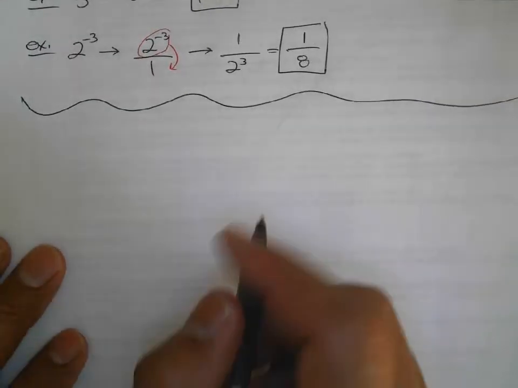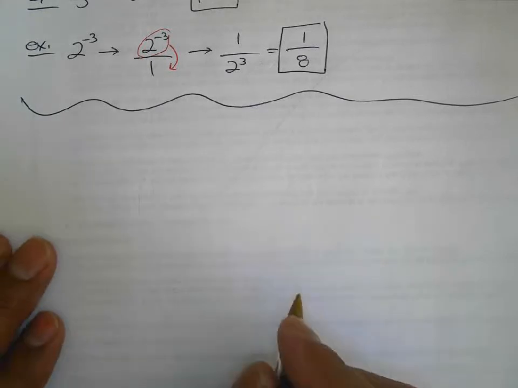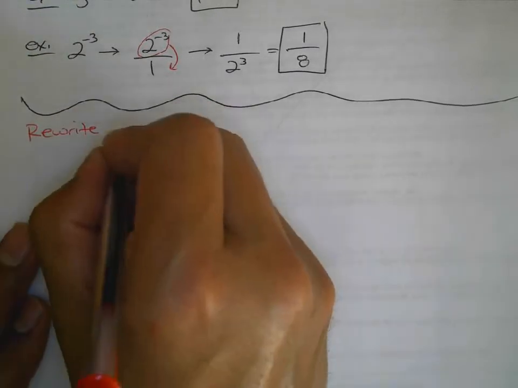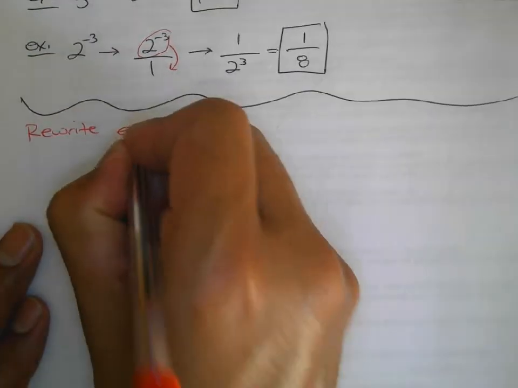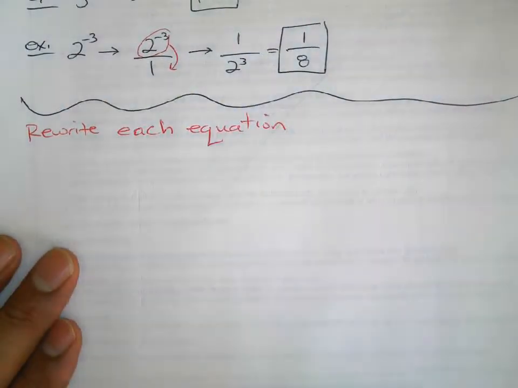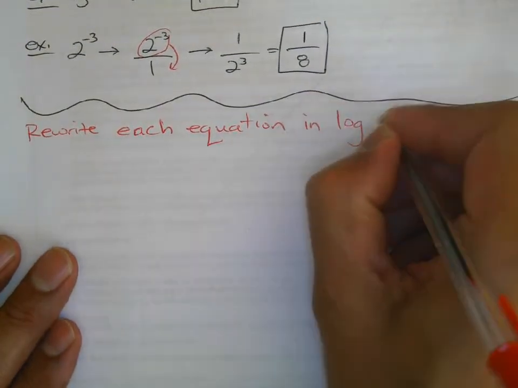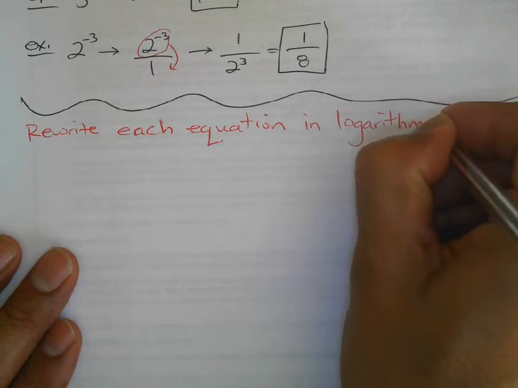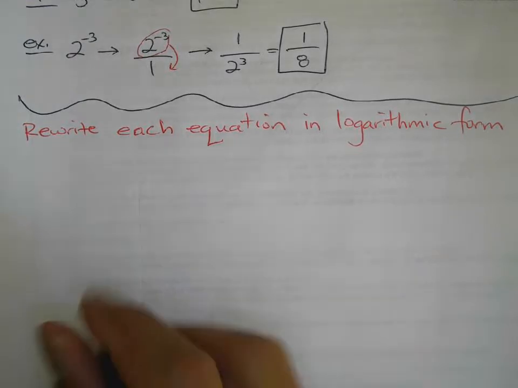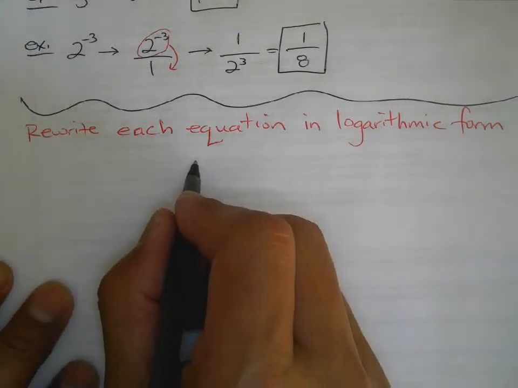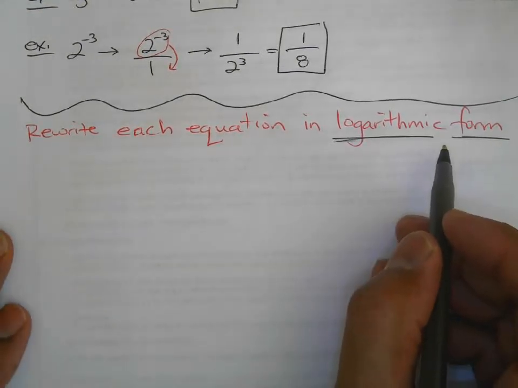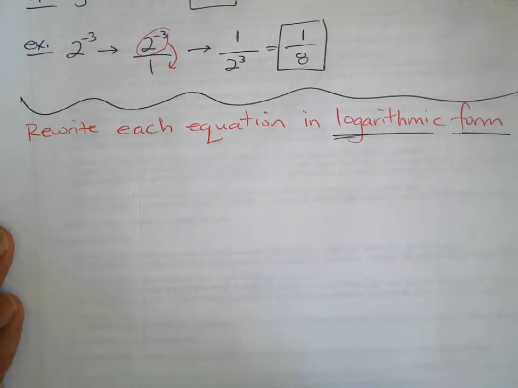Okay, so we're going to convert, right? The directions are actually going to say rewrite each equation, right? Because they are equations, because it has an equal sign. Rewrite each equation in logarithmic form. So you're going from exponential, it's going to be given an exponential form, and you're going to convert it into logarithmic form. And this is the form that you're not familiar with. You are familiar with exponential form.